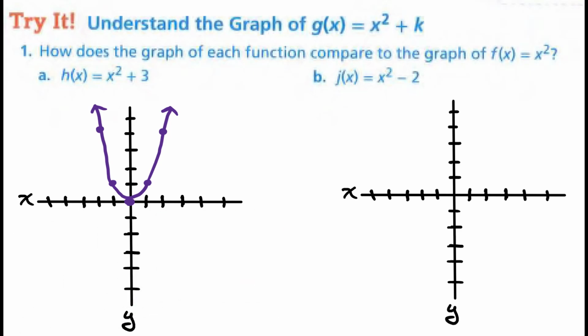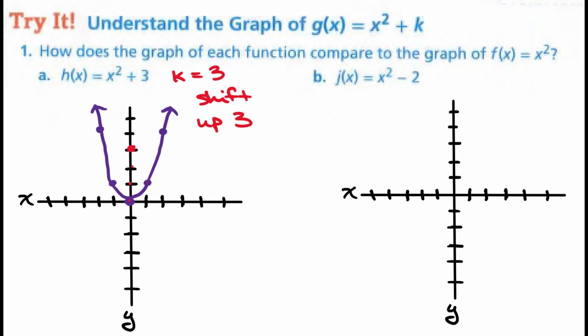Now we want to graph our new function, h of x, and then we can describe how this changes from our parent function. In this example, our k is equal to positive 3. K is giving us a vertical shift. So this tells us we need to shift the graph up 3 units. So each of these points is going to shift up 3 units. So from the vertex, we're going to go up 1, 2, 3. This will be my new vertex.